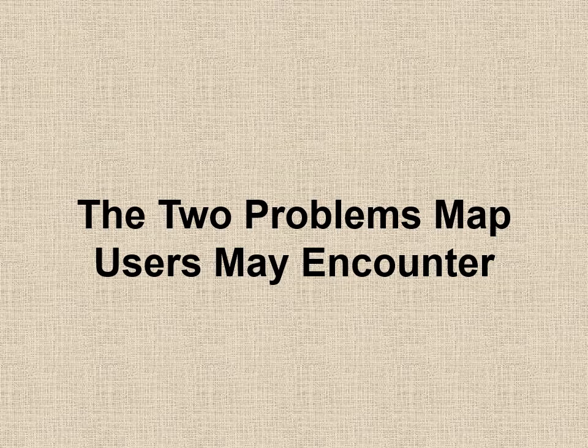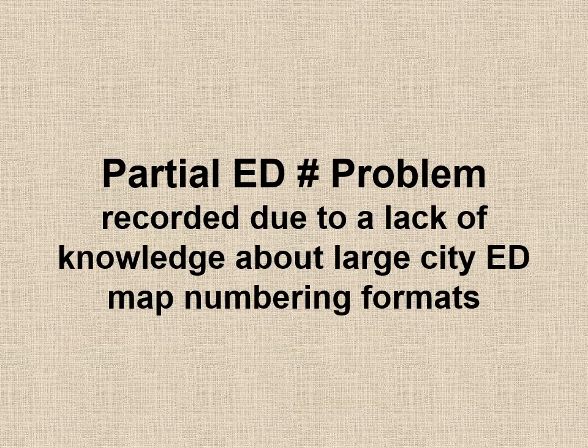So we're going to talk about two problems that may trip you up. The first problem I call the partial ED number problem. You record the number that you see on the map, but due to a lack of knowledge about large city ED map numbering formats, that number is actually incomplete.